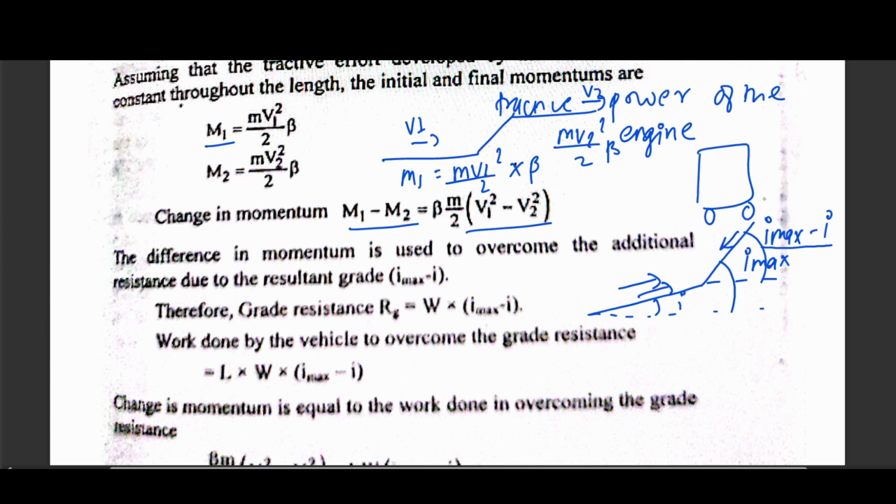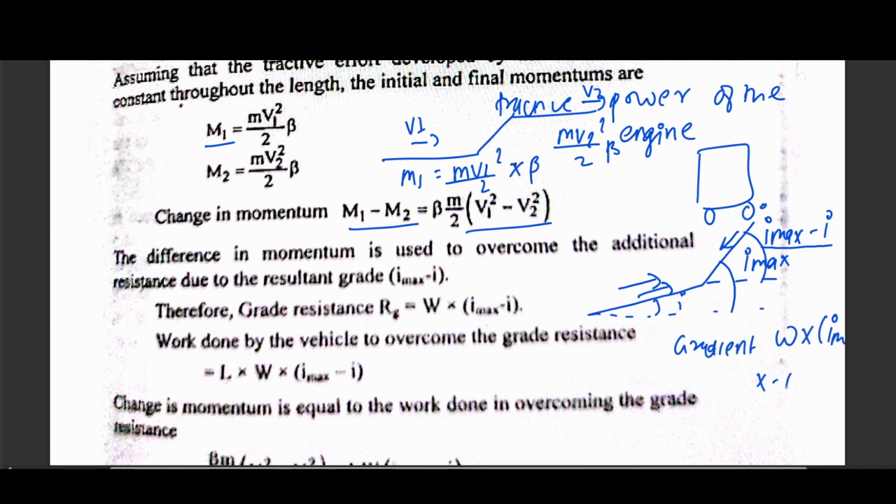If not, then the vehicle will stop here, and we have to change the gear, we have to change our velocity or something like that, okay. So what is the grade resistance? What is the resistance? Grade resistance is given as W into (i max minus i).